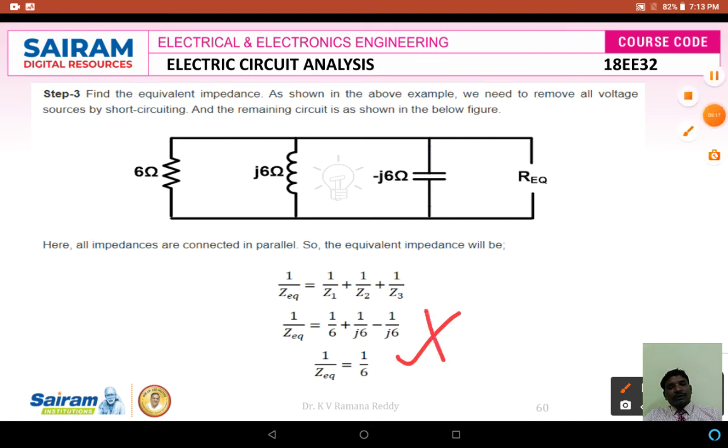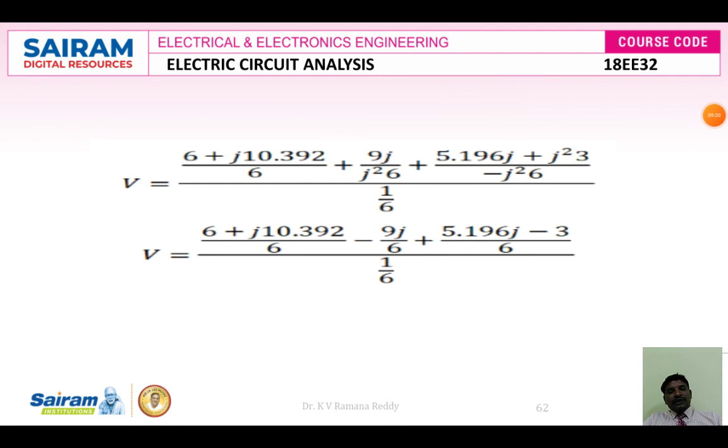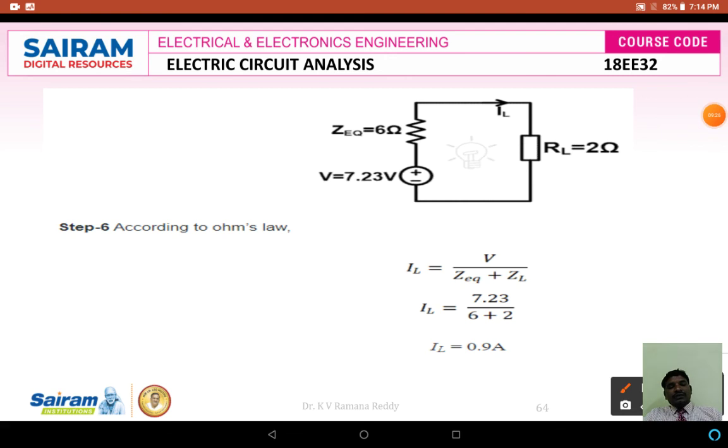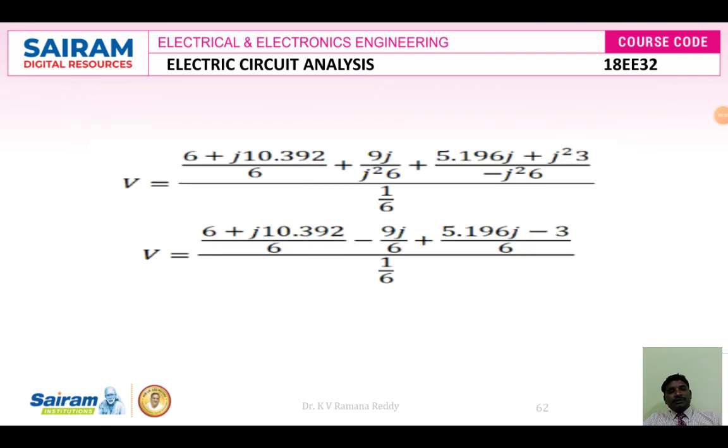Now I am going to use the two results, V and Z equivalent, to find the ultimate solution. V is 7.23, Z equivalent I got is 6 ohms, and the load resistor here is 2 ohms. Then what is the current flowing in this circuit? The current I is equal to V divided by Z equivalent plus ZL. Here Z equivalent is 6 plus 2, so 7.23 divided by 6 plus 2, which is 7.23 divided by 8. Then the IL value becomes 0.9 amperes. So the ultimate answer here is IL equal to 0.9 amperes according to the given problem.